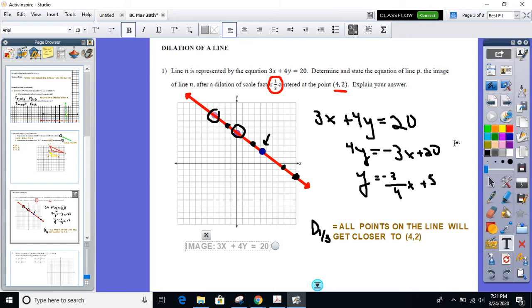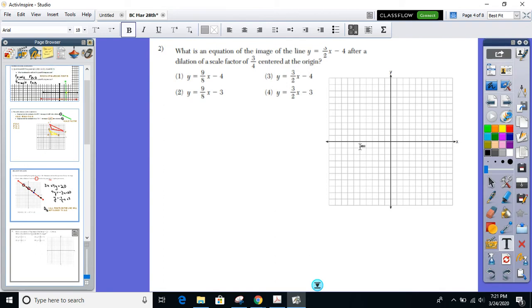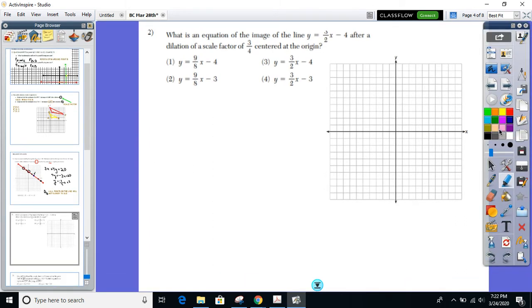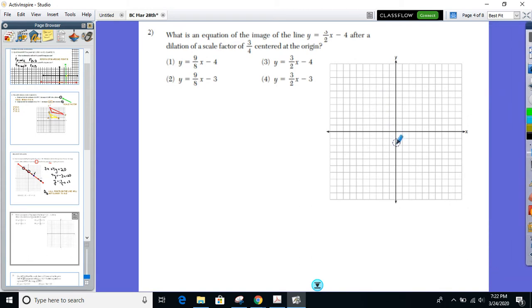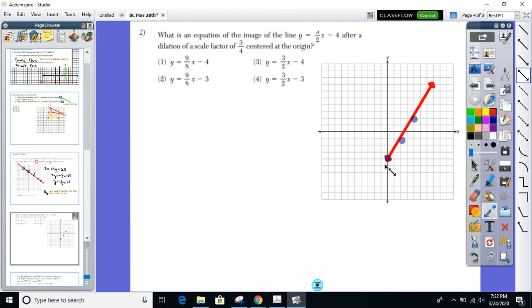Well, we are going to get problems where the point's not on the line. It's maybe back to the origin, like this one. All right, so let's see this one. I have 3/2 x minus 4 after a dilation of scale factor 3/4 centered at the, okay, now we're at the origin. So let's see what this line looks like again. Negative 4 on the y-axis, 1, 2, 3, 4. Up 3, to the right 2. Up 3, to the right 2. Up 3, to the right 2. Okay, still looks good. Graph. Boom.